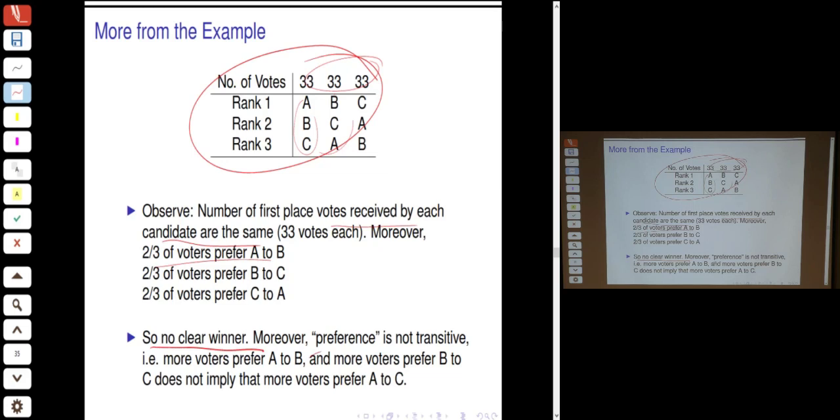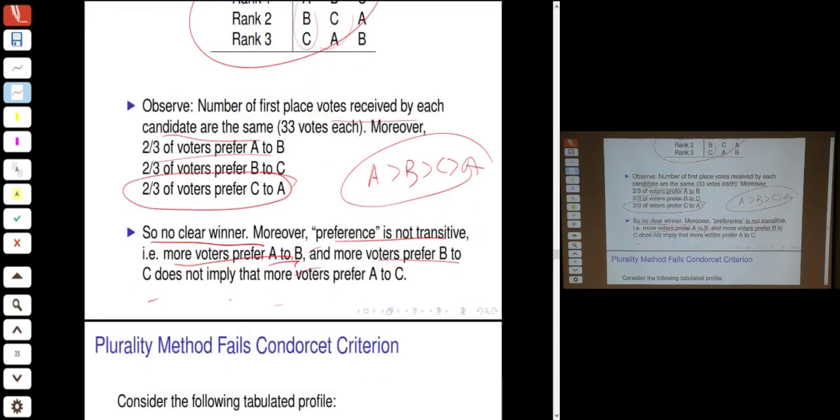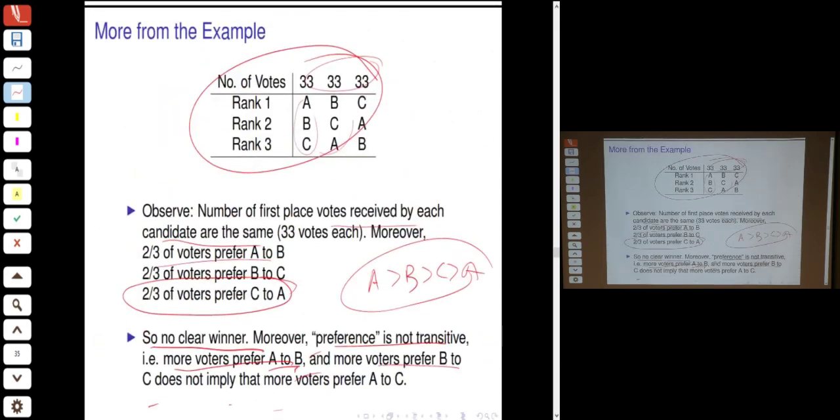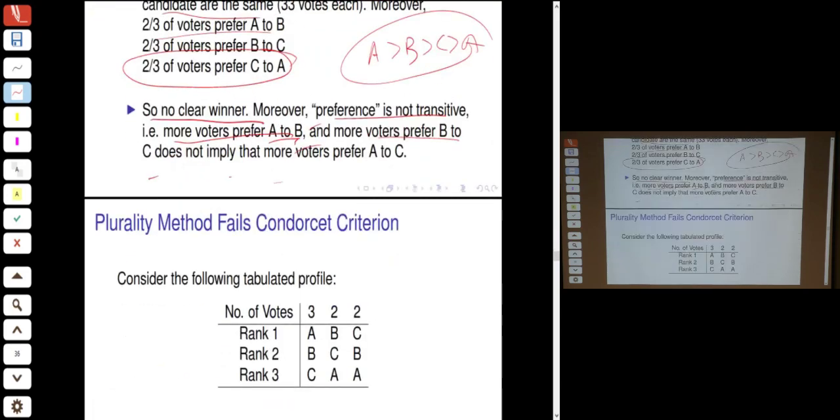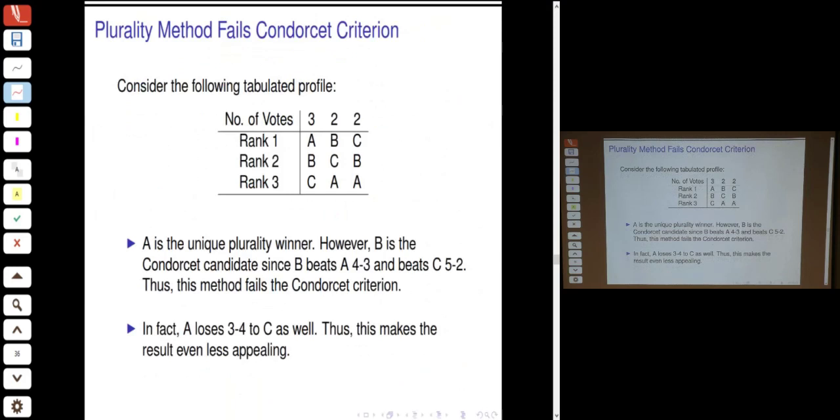Moreover, preference is not transitive. That is, more voters prefer A to B, so A is preferred to B, and more voters prefer B to C, but also more voters prefer C to A. So this kind of relative preferential order, where logic is turned on its head, arises from a very legitimate simple voting profile, right? This is the kind of problem that you can encounter in elections with multiple candidates. And the plurality method fails the Condorcet criterion, which you can see by this sort of example.